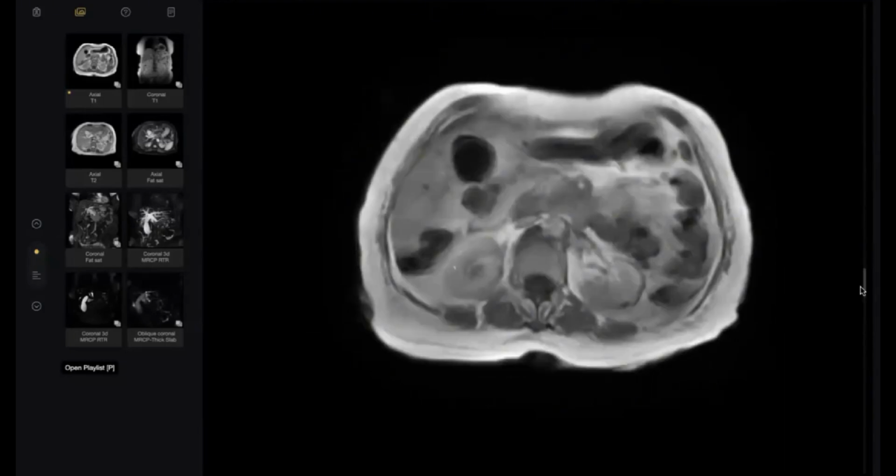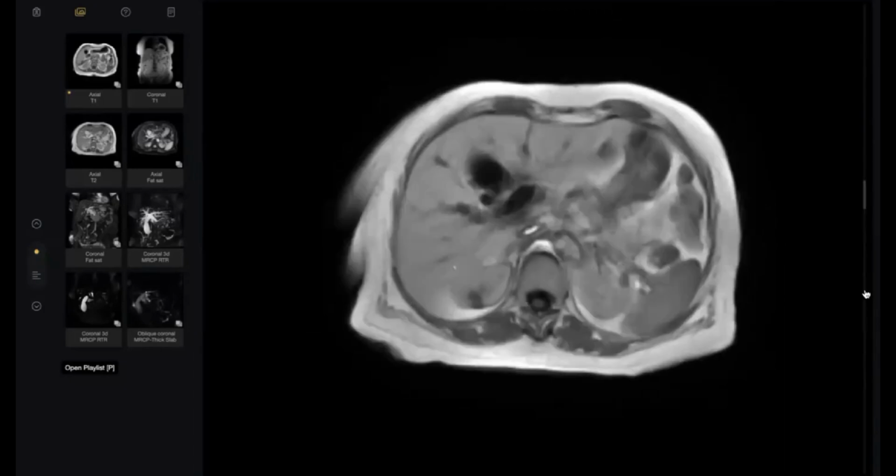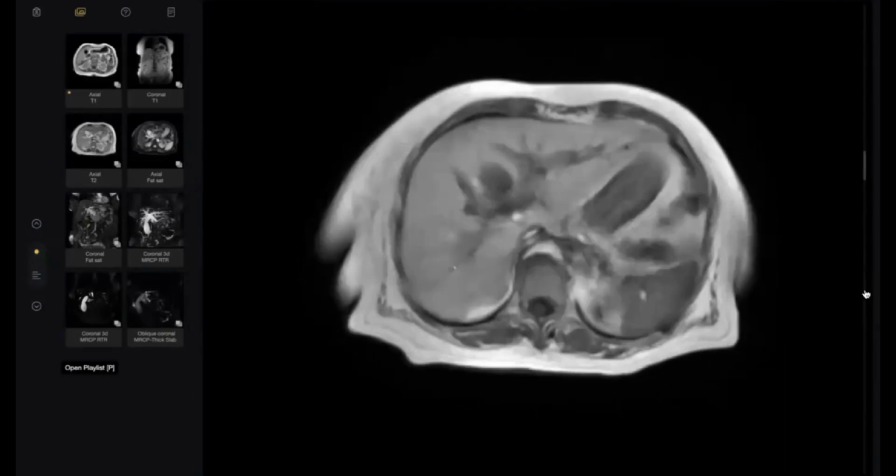Sorry, this is jumping. Leave the mouse. I will help you. Okay, what happened here?